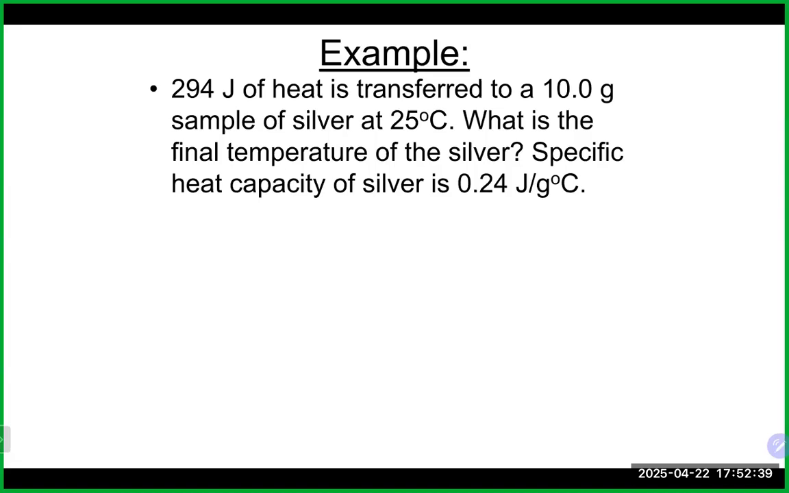All right, we did an example last time. I think we left off here, so why don't we do this one? 294 joules of heat is transferred to 10 grams of silver at 25 degrees Celsius. What is the final temperature of the silver if the specific heat capacity is 0.24?